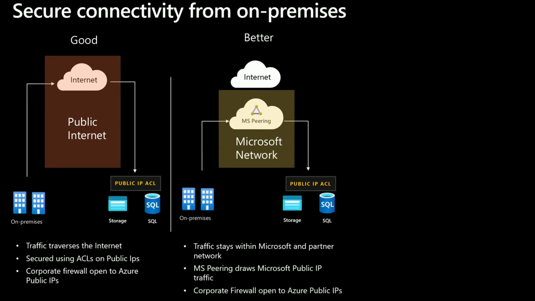But what's a better solution is if you use Express Route, then we do have something called Microsoft peering. So with Microsoft peering, we advertise all of the Azure public IPs over to you over the Express Route link. And now instead of taking the public internet, you come via this private connection that you have made with us via Express Route and then drop down.